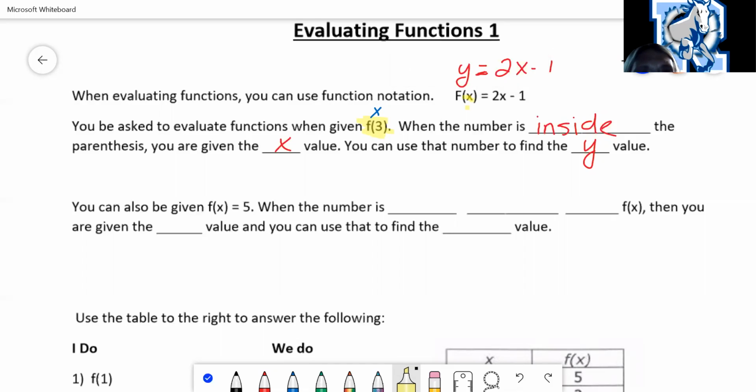Now, sometimes you're going to be given some that say f of x equals 5. That's the same as saying y equals 5. Because when the number is set equal to f of x, then you are given the y value so that you can find the x value. Make sure you have that written down, and we're going to practice evaluating functions given this information. If you don't have it, pause the video because I'm about to erase my board.